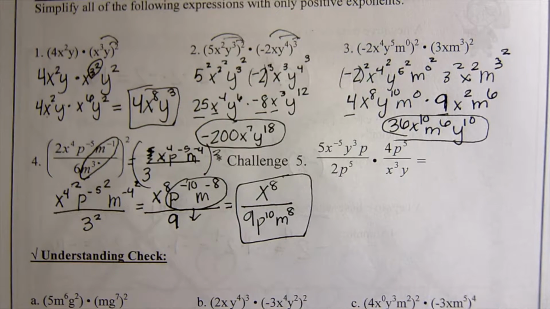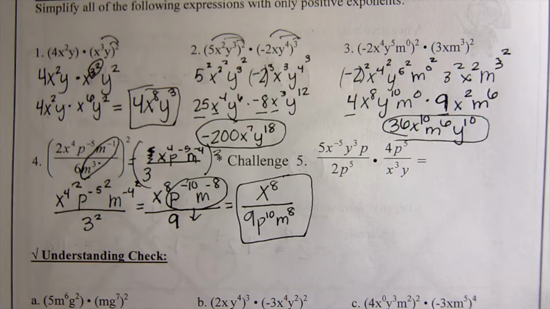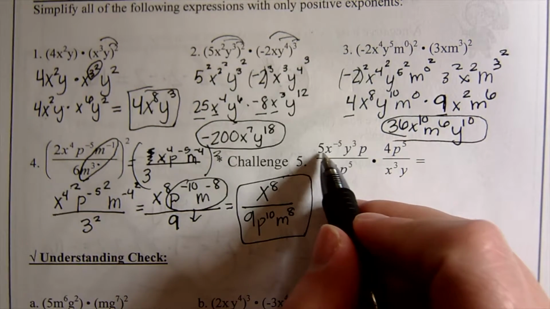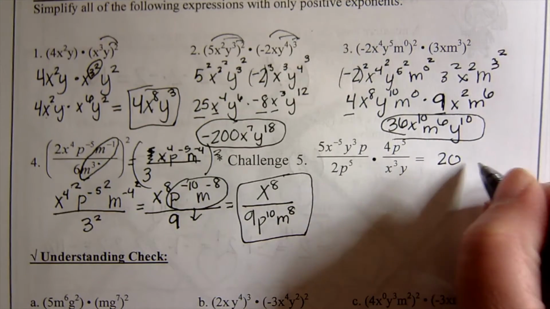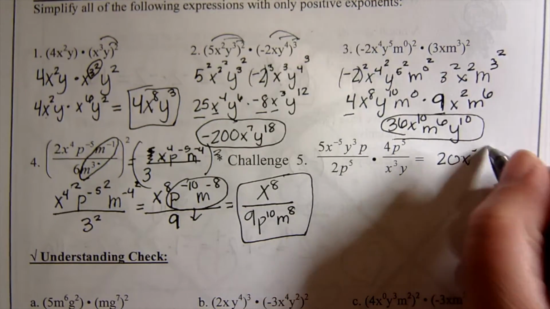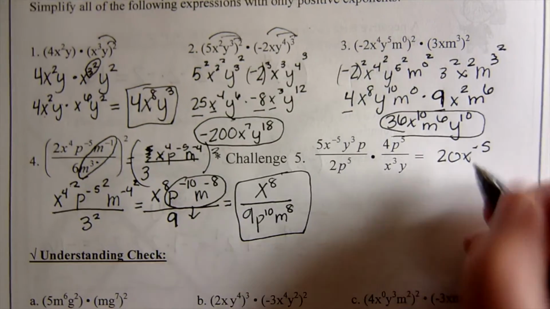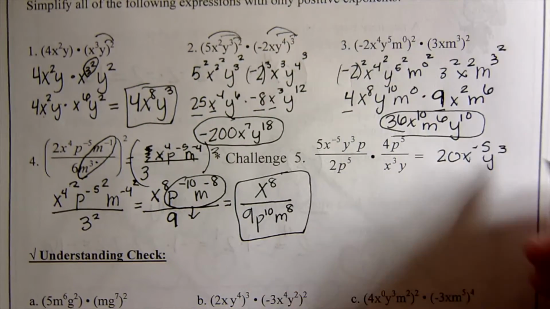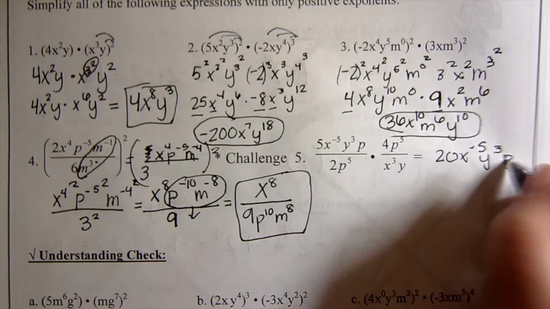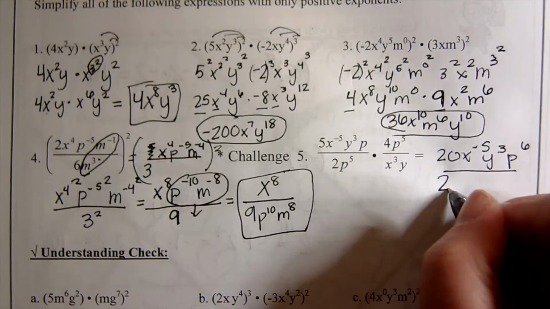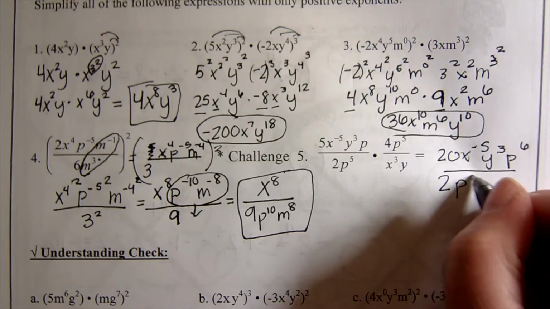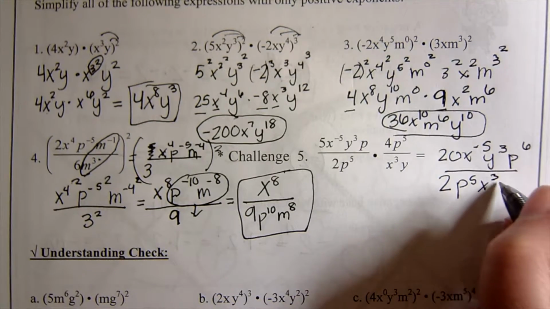Alright, number 5. I'm going to suggest multiplying first, then dividing. So, multiply across first. 5 times 4 gives us 20. X doesn't combine with anything, so that stays to the negative 5th power. Same thing with y, that stays to the 3rd. What about p? P to what power? 6. Over 2, which doesn't combine with anything, and the rest of this doesn't combine with anything. So I'm just going to rewrite that.